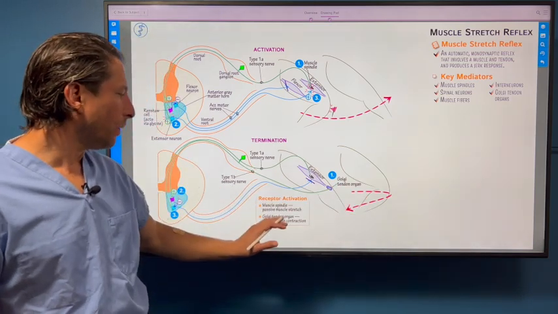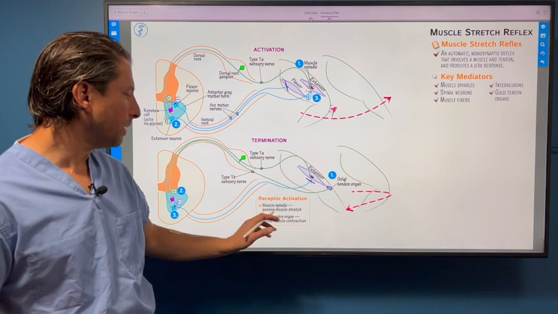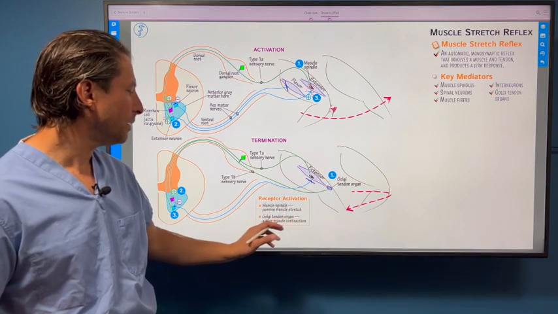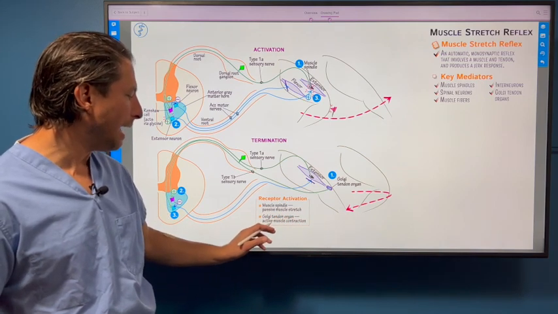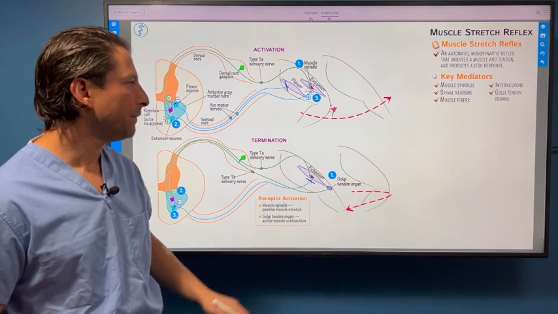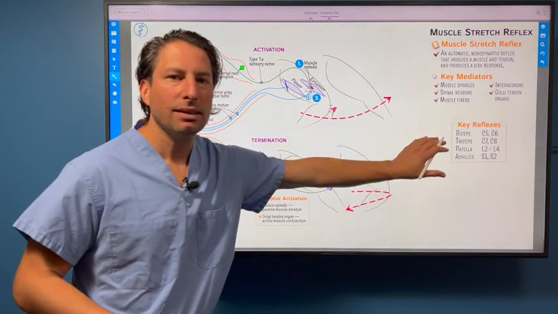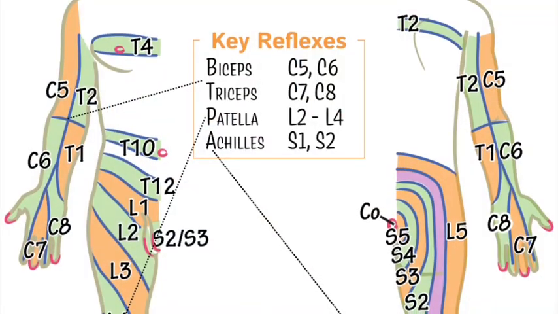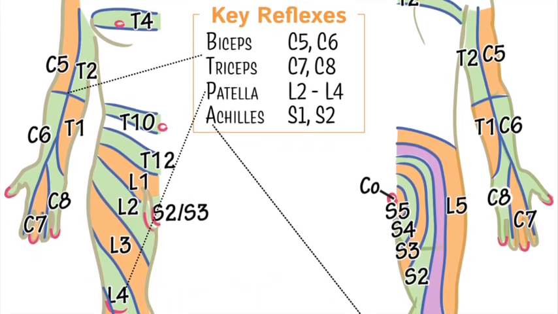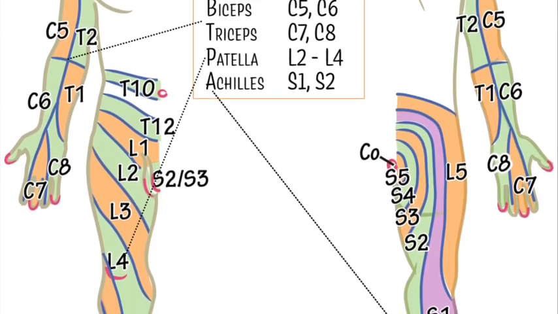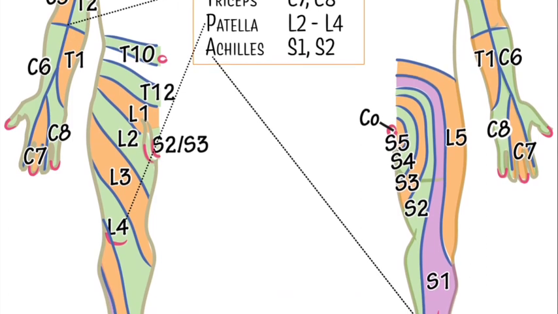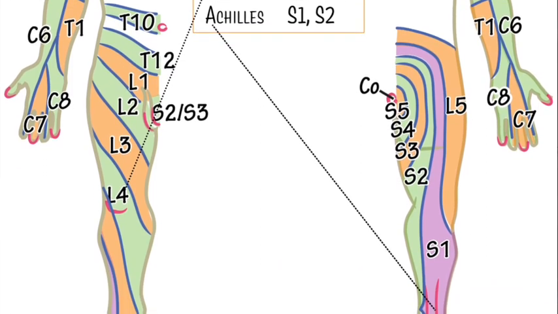So here's just a quick bit of information. Muscle spindle, passive muscle stretch, the Golgi tendon organ, active muscle contraction. Key reflexes, again to know cold: biceps C5, C6, triceps C7, C8, patella L2 to L4, and Achilles S1, S2.